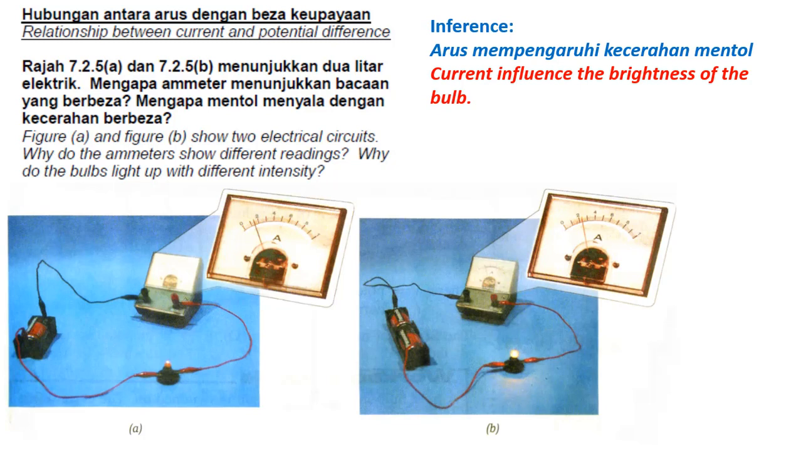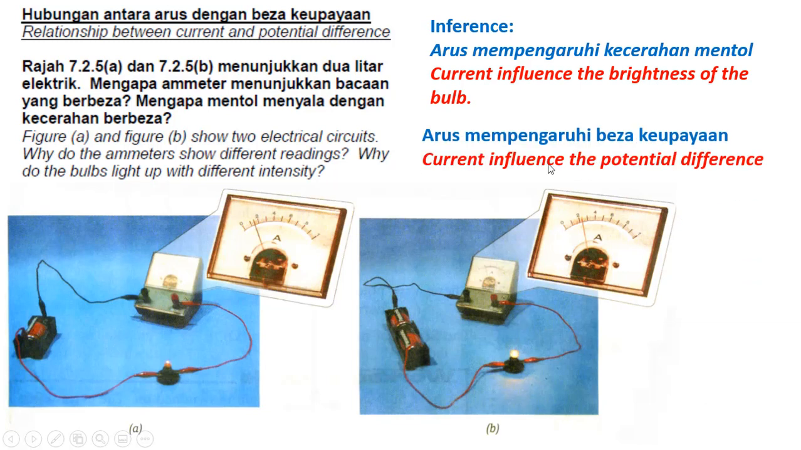Current influences the brightness of the bulb. And the hypothesis: current influences the potential difference. Remember, we cannot measure the brightness of the bulb. So brightness we change to the equivalent, which is current or potential difference.